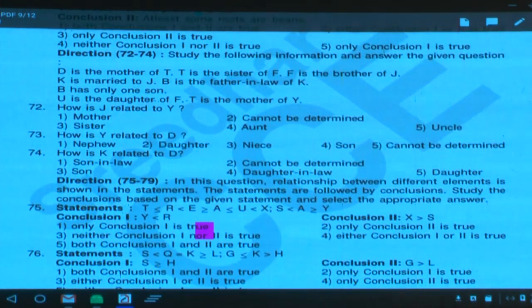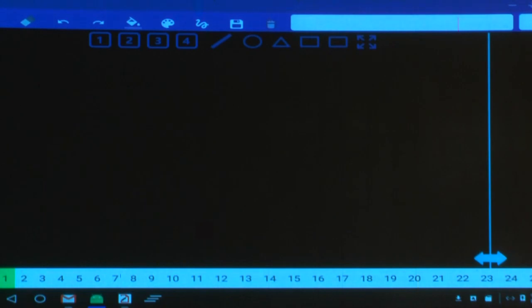Now question number 72 to 74, these three questions are based on blood relations. Now D is the mother of T, T is the sister of F. D is the mother of T, can be written like this. T, a female, is the sister of F. T and F are the children of this D, isn't it?